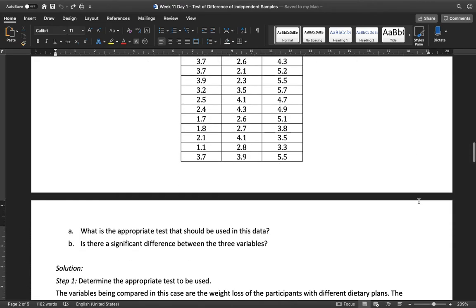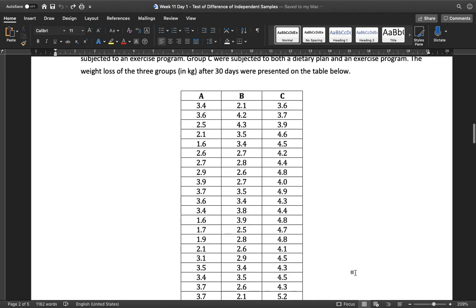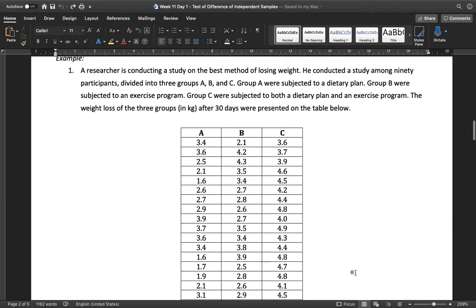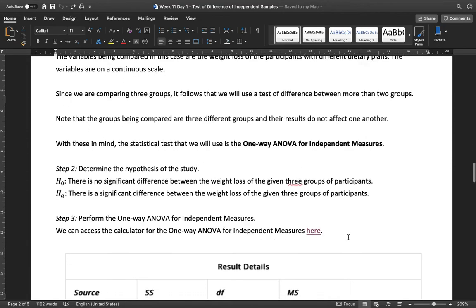So, sino bang mas effective dito? Yung dietary plan ba? Yung exercise lang? Or parehas? So, hindi pa na-answer ni ANOVA yon. Ang sinagot lang ni ANOVA, itong tatlong to, magkaiba. Para ma-answer kung sino yung mas maganda, we can make use of the mean, or we can also compare them two at a time. Pwede naman, using independent samples t-test.